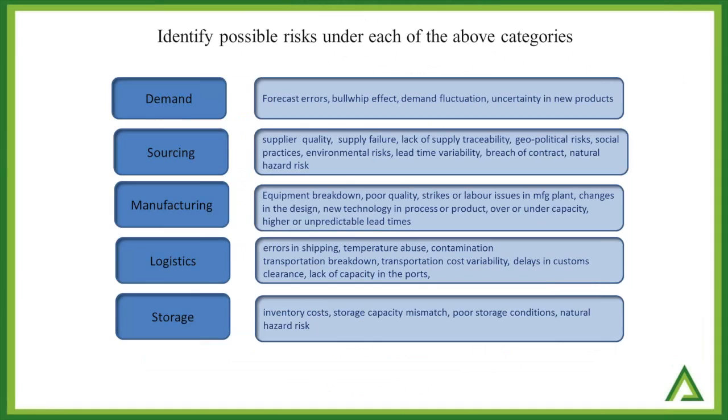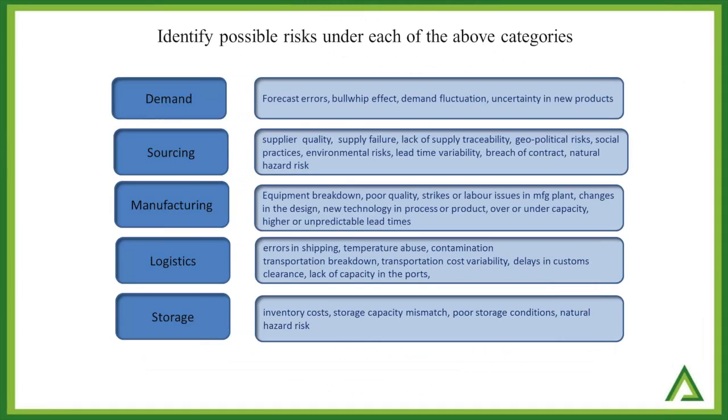There are obviously also some risks within the manufacturing processes. As we all know, there can be equipment breakdowns, poor quality, labor strikes, or maybe a new technology coming up which makes the old processing technology obsolete. Maybe there is a government regulation to switch to more environmentally friendly technologies and so on. That can also be a potential risk for the company if they're not aware of it. Also over and underutilization of capacity, higher unpredictable lead times, or low yield in the manufacturing process.